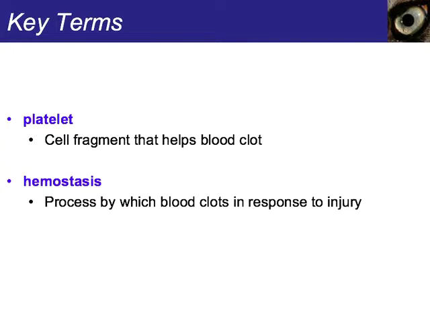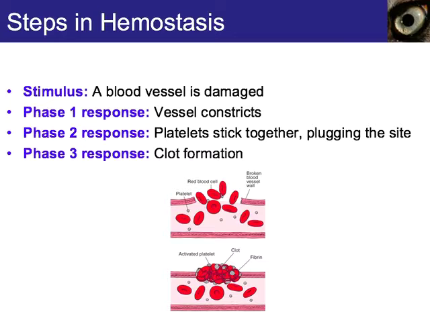So platelets are cell fragments that help blood clot, and hemostasis is the process by which blood clots in response to injury, such as a paper cut. So there's a couple steps to hemostasis, or basically the creation of a scab. First, the blood vessel must be damaged, so you need to scrape your knee or cut your finger. Then phase 1, the vessels are going to constrict to slow the flow of blood to the injury site. Then the platelets are going to start to stick together, plugging the site, and then the clot will form.